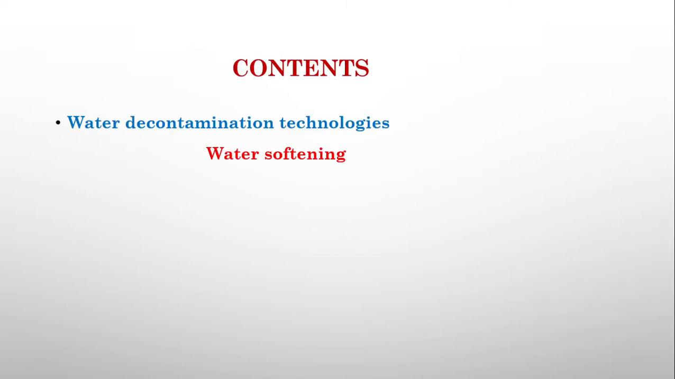So in this lecture, we will move on to another water decontamination technology. It is known as water softening. It is another decontamination technology which is used for the removal of hardness of water. So we will see what water softening is and what methods are used for softening a particular hard water.